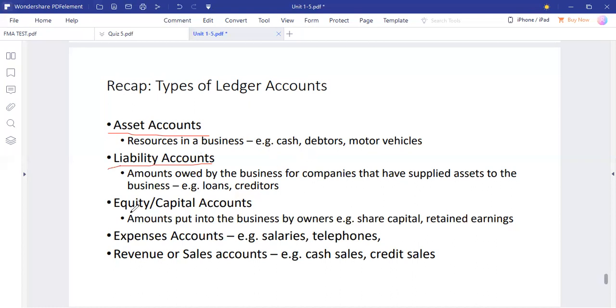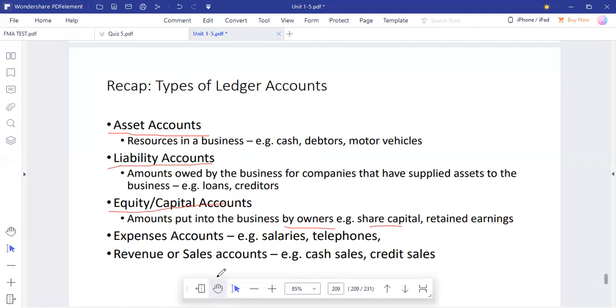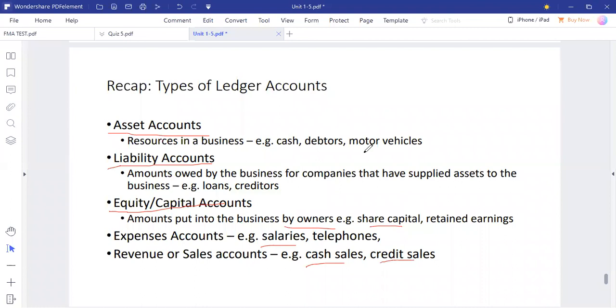The equity account and capital accounts are simply accounts which look at the amount that the business put in the business by the owners through the share capital or the retained earnings. The expense accounts really look at what we call as revenue, expenditure, or operating expenses like telephone, salaries, and also look at the revenue or sales account, which may come from both the sales, which are credit, or cash sales.